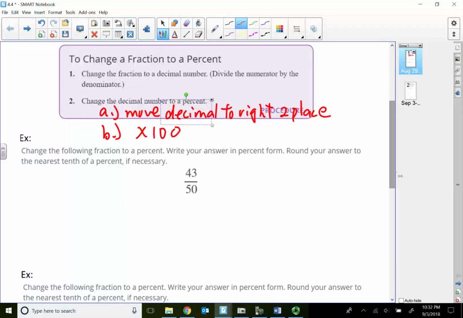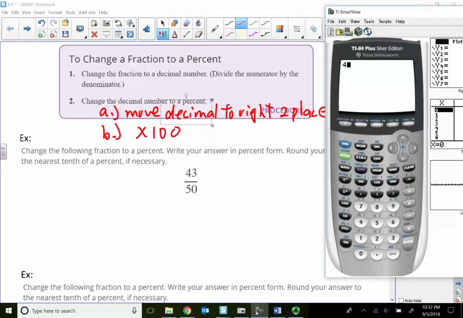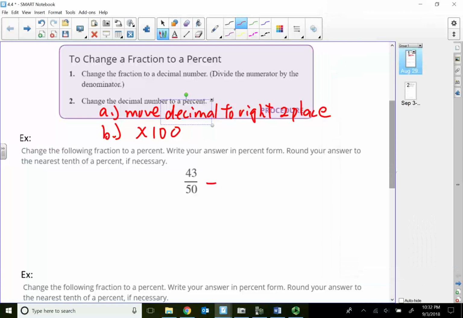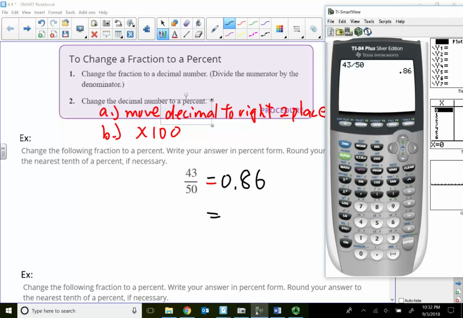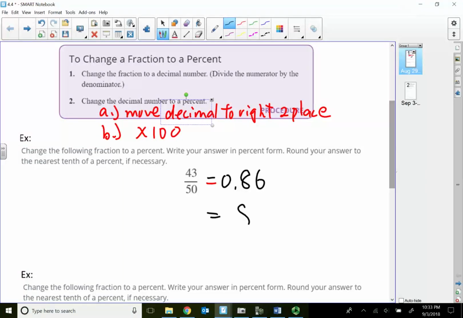So let's go ahead and divide. 43 divided by 50. Here's my decimal, 0.86. Now I'm going to change from 0.86 into a percent by multiplying by 100, or just look at it and move the decimal to the right 2 places. Either way, my answer is going to be 86%.